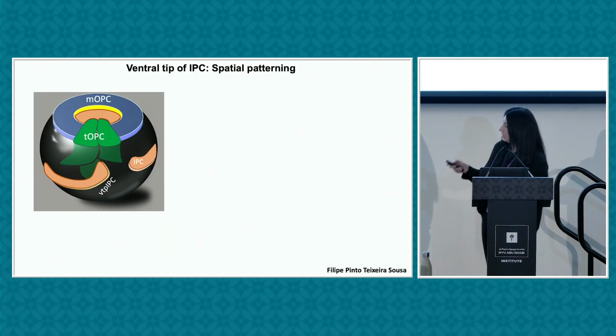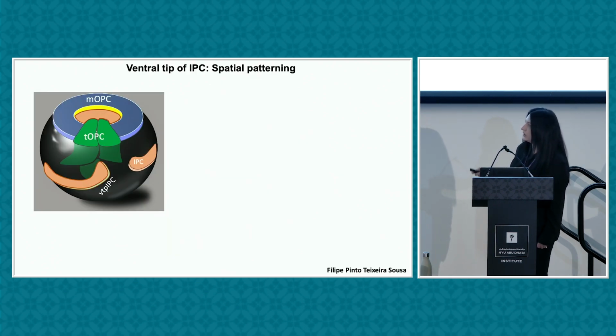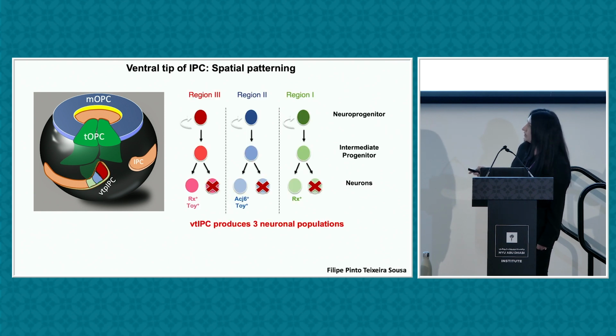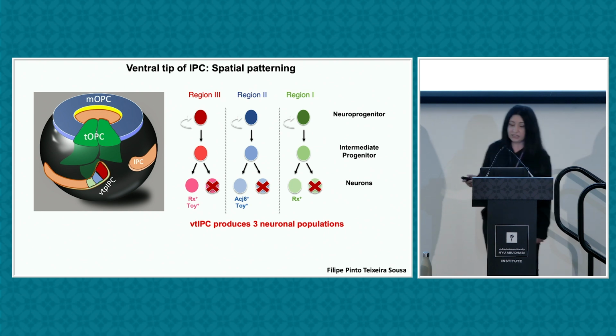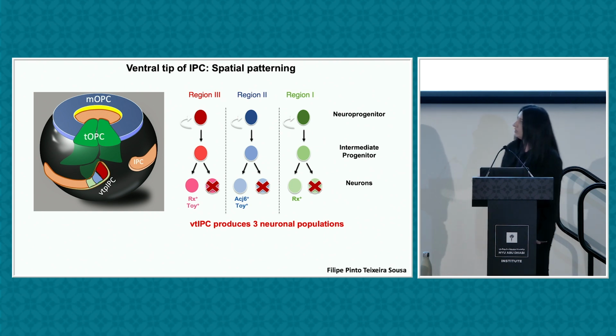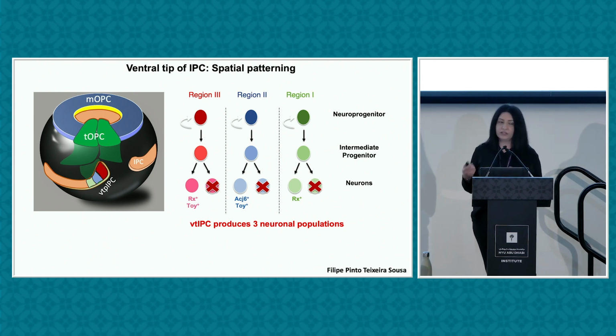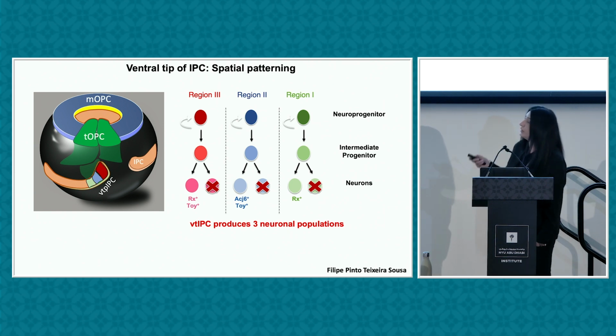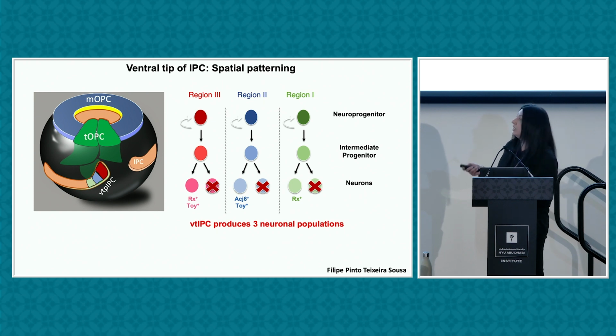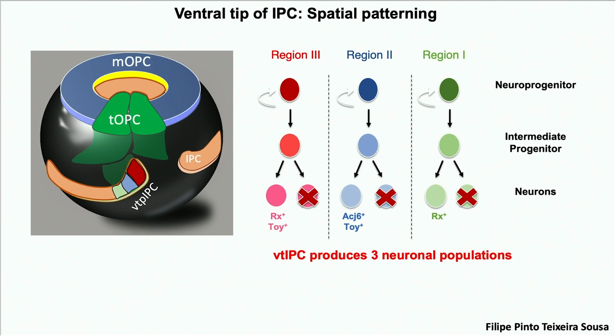If you recall, I told you previously that optic lobe neurons originate from these two neuroepithelial domains. And this particular subdomain, the ventral tip of the IPC, Philippe, who is here, and when he was in our lab, showed that the ventral tip of the IPC actually doesn't undergo temporal patterning, but rather spatial patterning. So we can subdivide the ventral tip of the IPC into three regional domains. And within each domain, the neuroblasts divide and give rise to three different neuronal populations that also express different transcription factors.